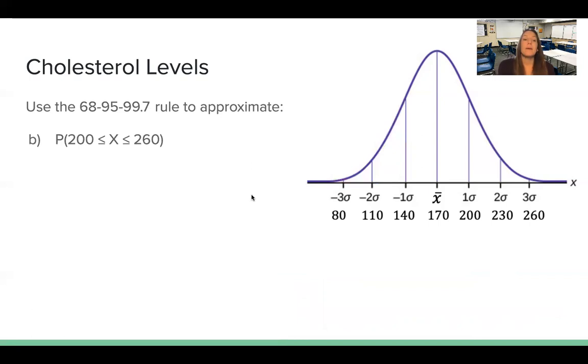All right, so now we have one where we want to find the probability that's between two values. So we want between 200 and 260.